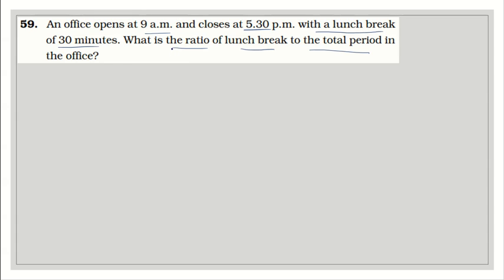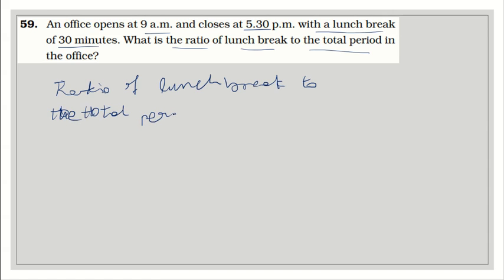See, you can write ratio of lunch break to the total period, where 30 minutes is to, what is the time between 9 to 5:30? 9 to 10, 10 to 11, 11 to 12, 12 to 1, 1 to 2, 2 to 3, 3 to 4, 4 to 5, 8 hours and half an hour.